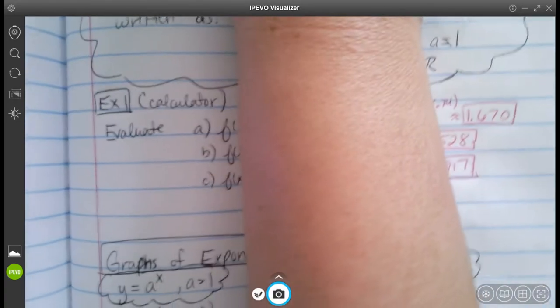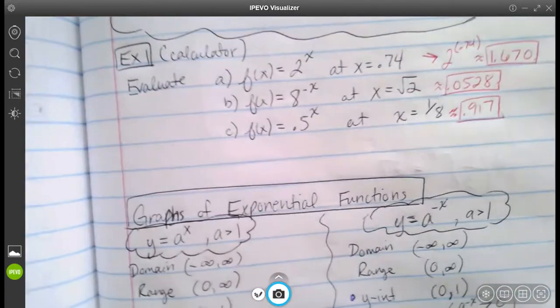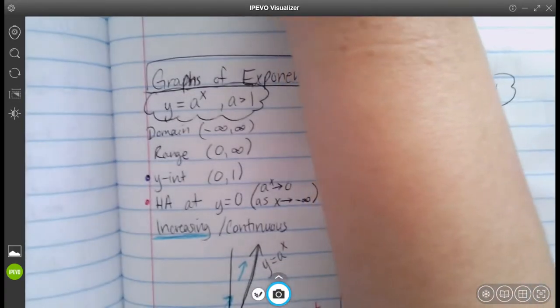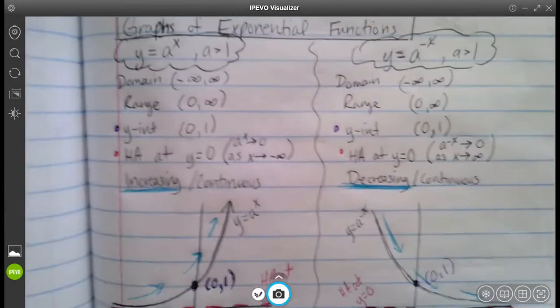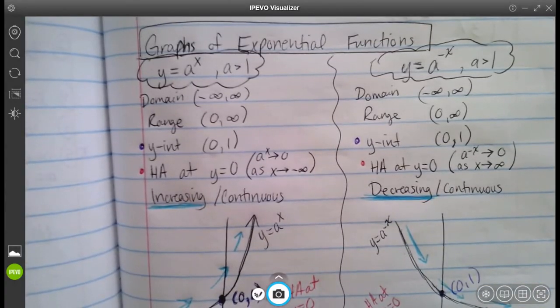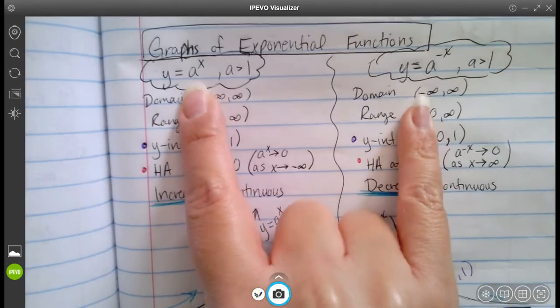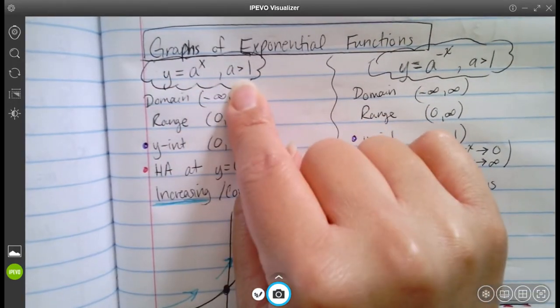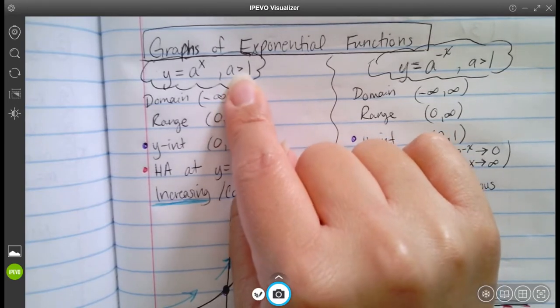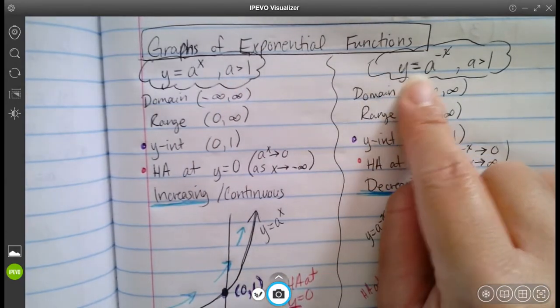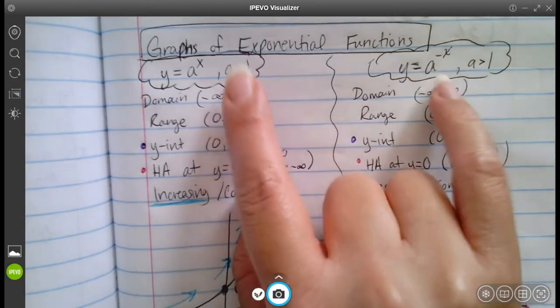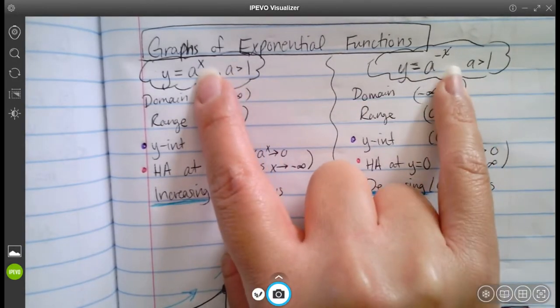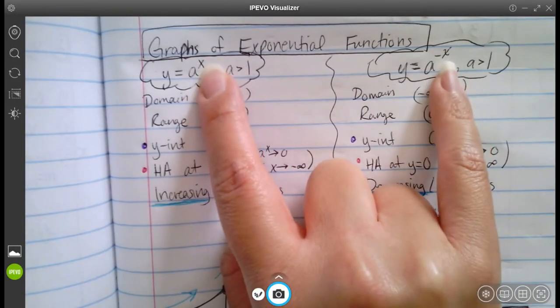All right, so now let's talk a little bit about the graphs of these functions, because these are very, very applicable graphs. And they follow some pretty similar patterns. We have two different things going on here. y is equal to a to the x, where again a is positive and bigger than 1. And then we also have y is equal to a to the negative x. So there are some key distinctions here, where one power is positive and one power is negative.